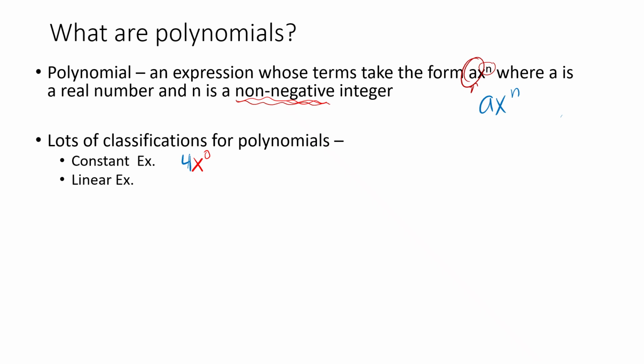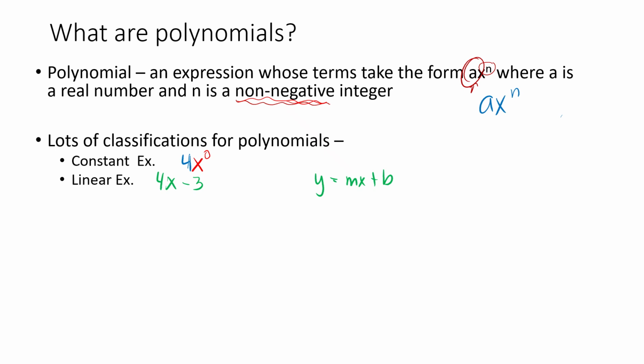So we have constant. We could have a linear polynomial, and this is good news for those of you that have been following along with this. This would be something like 4x minus 3, and you can tell that's linear because it fits the mold of y equals mx plus b. It's just the mx plus b part of it. So 4x minus 3 would be a linear polynomial.